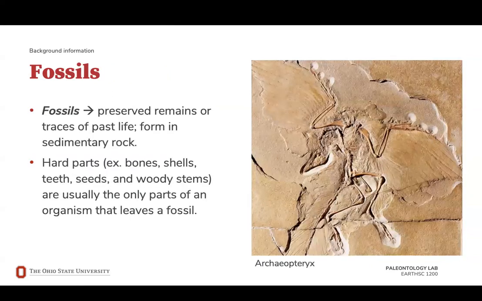A fossil is any evidence of pre-existing life. Fossils form in sedimentary rock. Typically, hard parts, like bones, shells, teeth, seeds, or woody stems, are the only parts of an organism that are preserved as fossils. This image of a fossilized Archaeopteryx is one of the world's most famous fossil specimens. Archaeopteryx was a small, bird-like dinosaur that lived in the late Jurassic period in what is now Europe. This specimen is from the Solnhofen limestone in Germany.